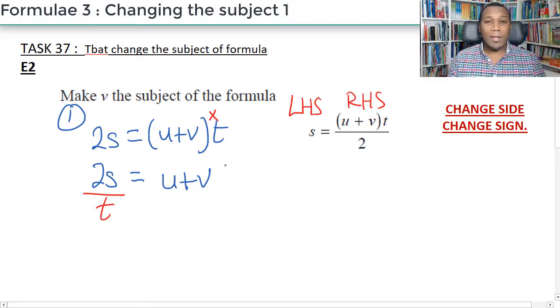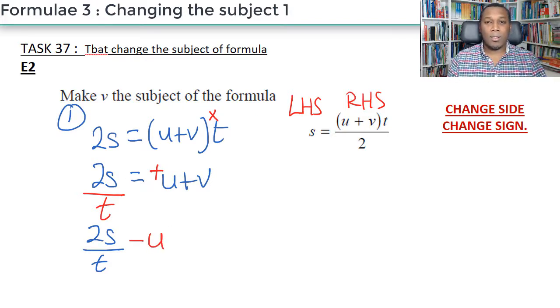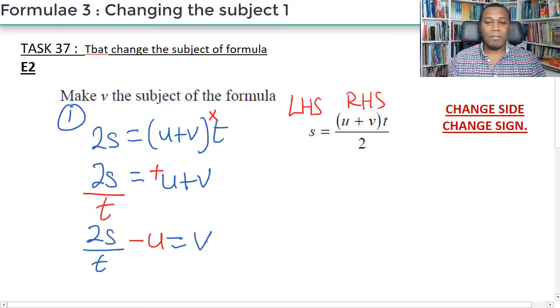But we don't want u plus v. We want v to be the subject all by itself. So our current situation where we're adding u needs to go onto the right-hand side. And if it goes on the right-hand side, change the sign, it's going to become negative. So we're going to have 2s divided by t, take away u, equal to v. So that's the third step.